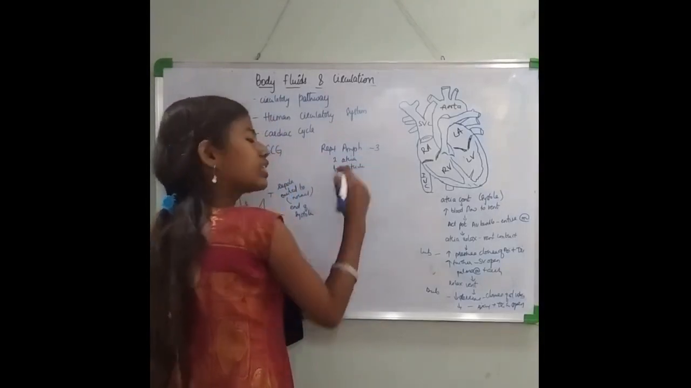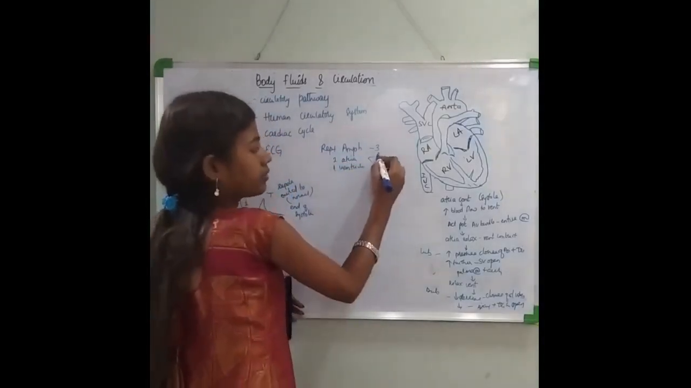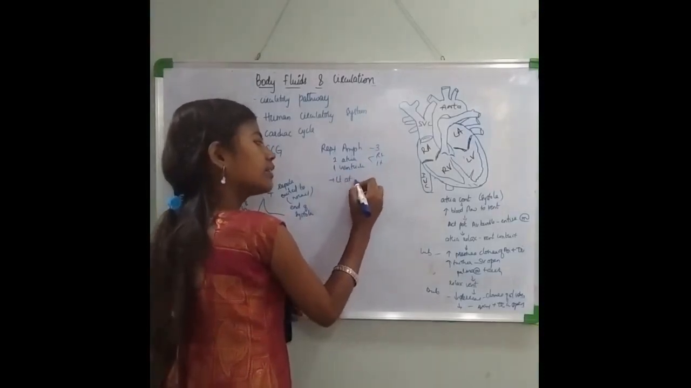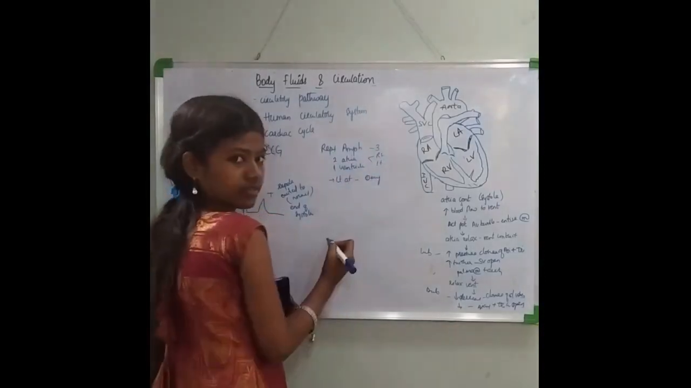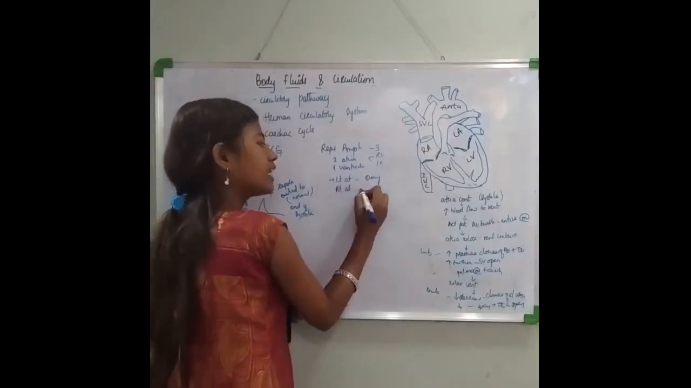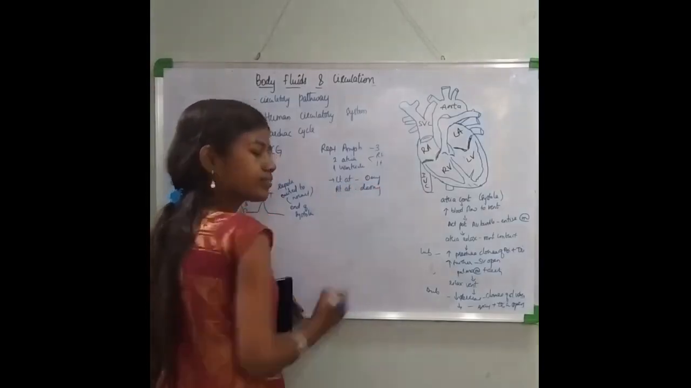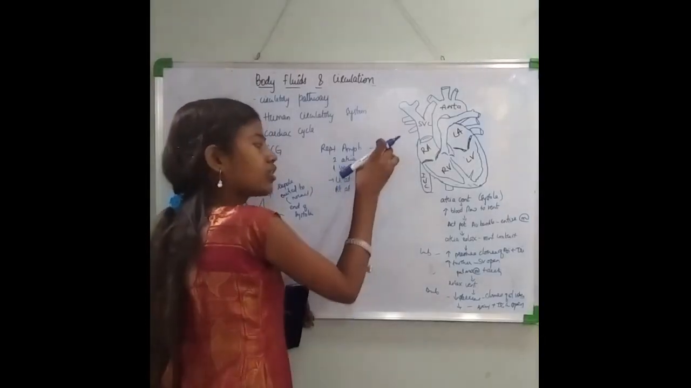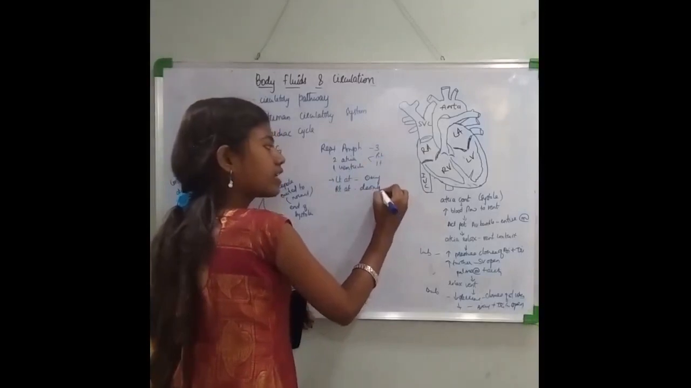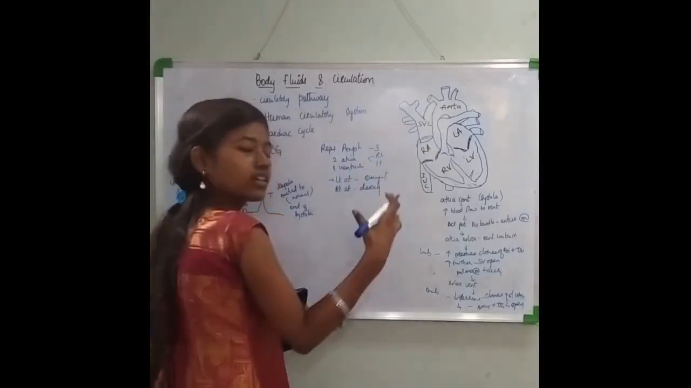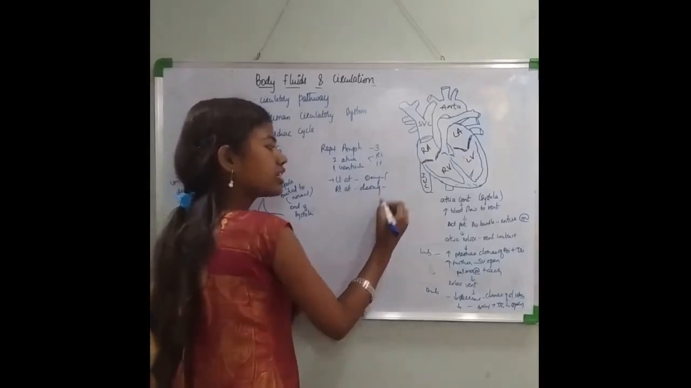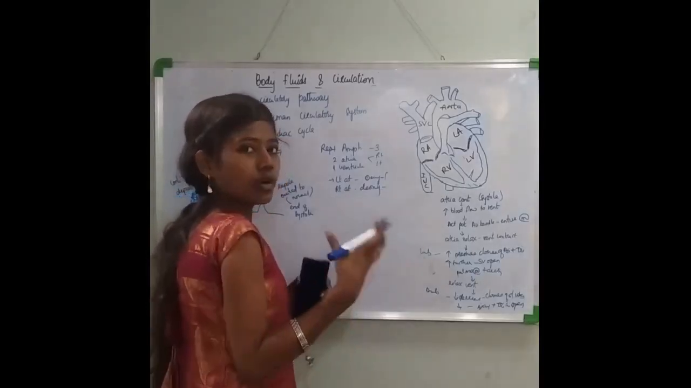Now there are two atria, right and left. The left atrium will get the oxygenated blood, and the right atrium will get the deoxygenated blood. One is getting oxygenated, one is getting deoxygenated. Oxygenated blood you are getting from the lungs and gills or the skin. Deoxygenated blood you are getting from various kinds of body parts.